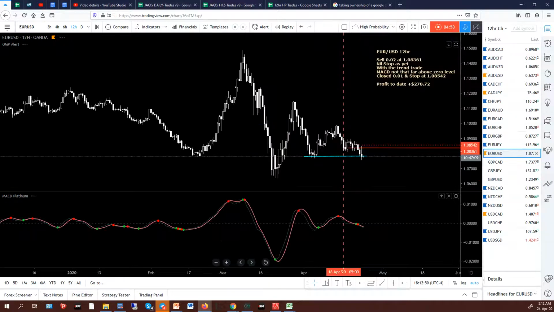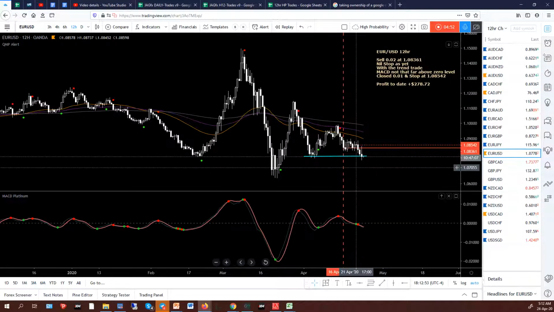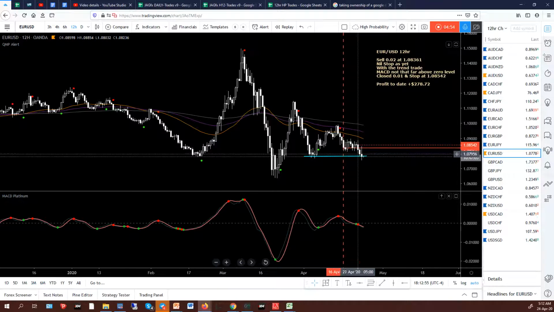Euro USD. What happened here? Yeah, I took a sell up here, in here. It's sort of meandered sideways for a few days and had this nice drop yesterday. It's at a support sort of level. The MACD Platinum is now through the zero level, so it means I'm looking for buys.